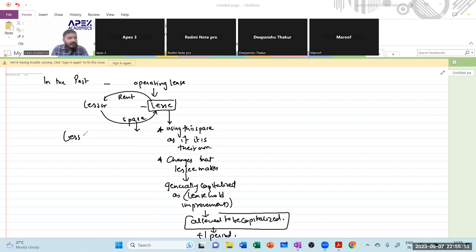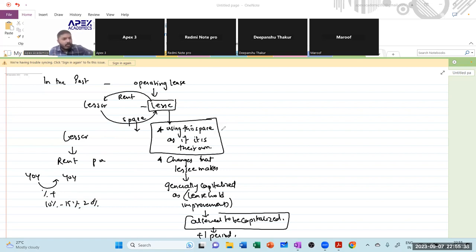What about the lessor? The lessor would get rent payments per annum, right? And year on year, maybe there would be a percentage increase in the rent. Say there would be a 10% or a 15% or a 20% hike in the lease rent. This is what was happening. The fact that they were using this space as if it was their own was never captured in accounting. It was never captured. So IFRS 16 came up with the idea that we need to capture the fact that the lessee essentially, by paying rent, purchases the right to use an asset.